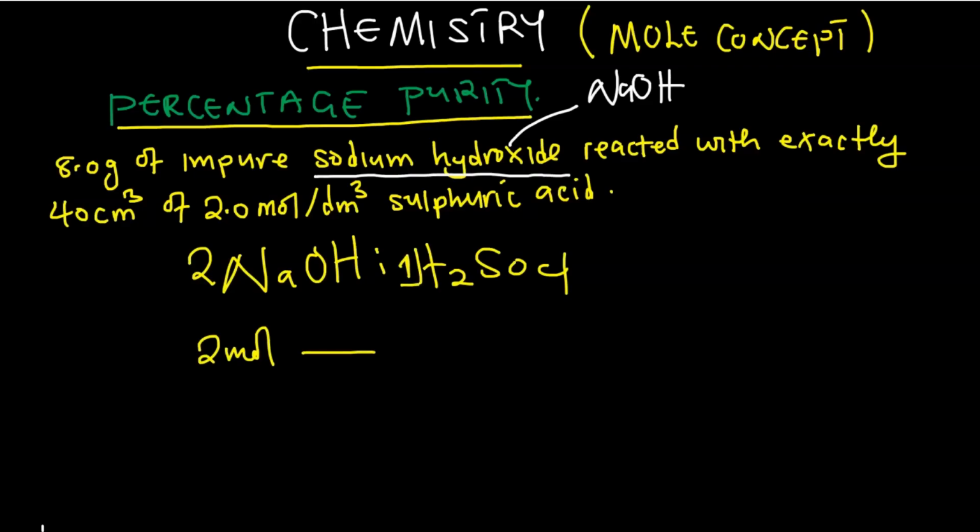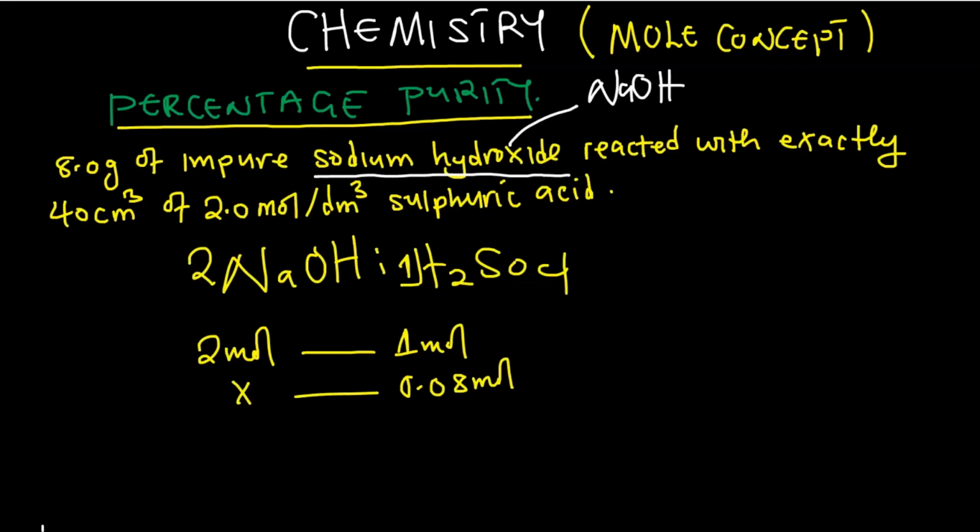We use the mole to mole ratio. 2 moles of sodium hydroxide reacted with 1 mole of sulfuric acid. What about 0.08 moles of sulfuric acid? What would be the number of moles of sodium hydroxide?